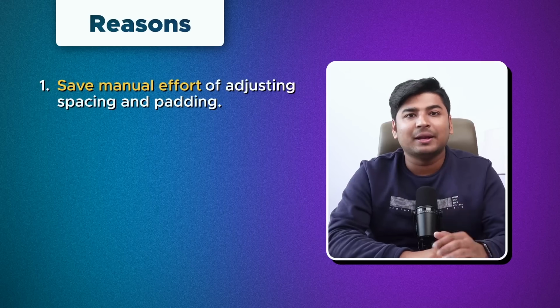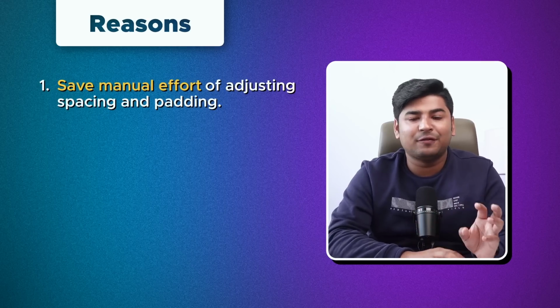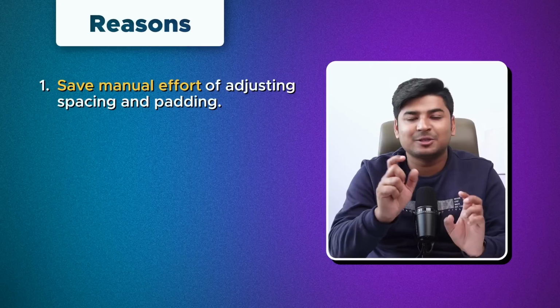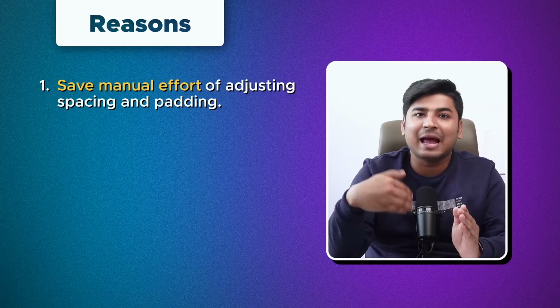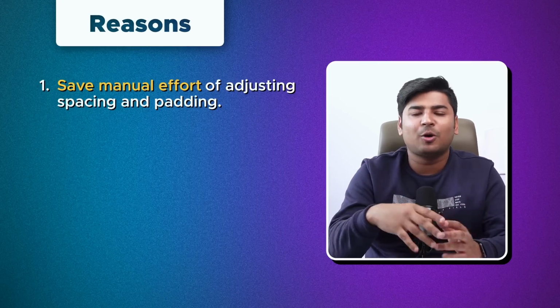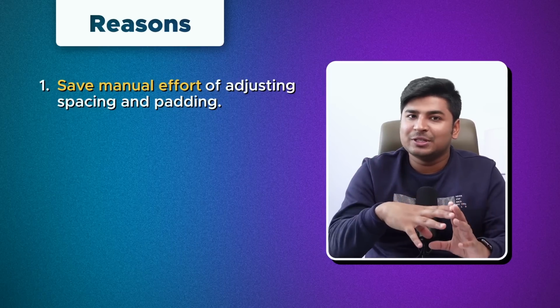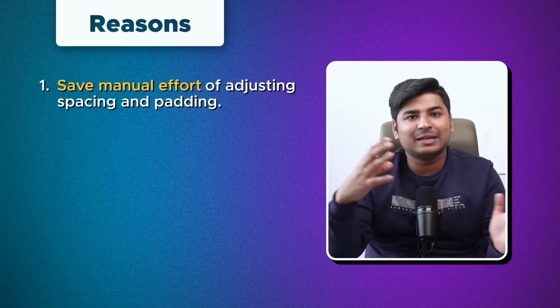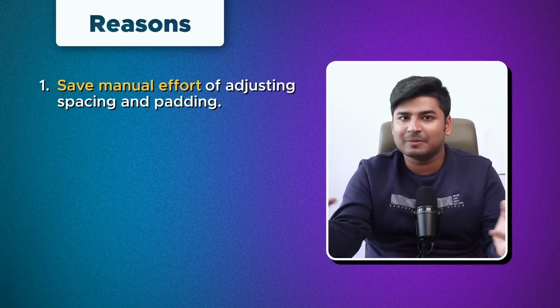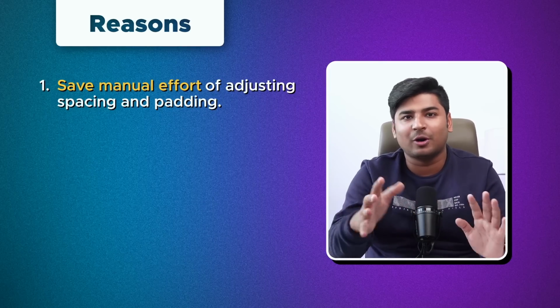So there are three main reasons why we use auto layouts. Number one, it saves us the manual effort of every time fixing the spacing and padding, even if we add something, remove something, or just change the content. So if we apply it once, it will just reposition itself or increase the size or decrease the size as we increase the length of the content, etc.